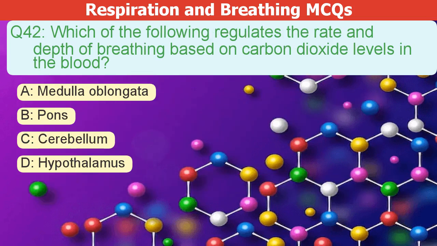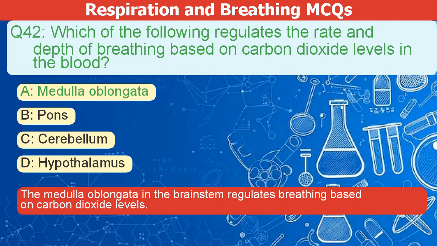Which of the following regulates the rate and depth of breathing based on carbon dioxide levels in the blood? A. Medulla oblongata. B. Pons. C. Cerebellum. D. Hypothalamus. The correct answer is A. The medulla oblongata, in the brainstem, regulates breathing based on carbon dioxide levels.